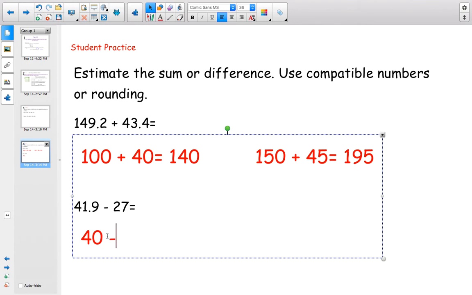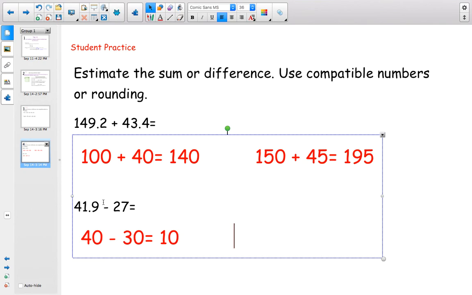So 40 minus, now 27. Again, we're going to round to the nearest 10. So 2 is in my tens place, which means we look to the right, which is my helper number, which is a 7. So I'm going to raise the score because it is higher than 5. My 2 turns to a 3, and my 7 turns to a 0. 40 minus 30 is much easier to solve. We get 10.